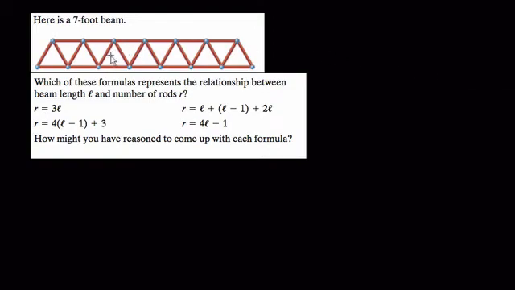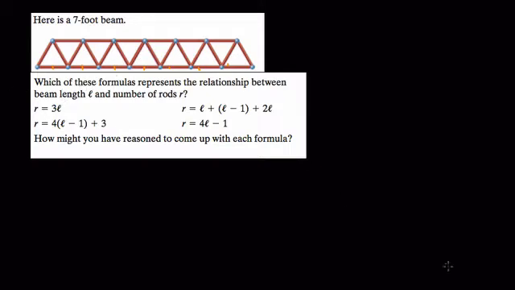So we have this 7-foot beam right here, and it's made from these individual red rods, and each rod's a foot long, so this is a 7-foot beam, right? There's 1 foot, 2 foot, 3, 4, 5, 6, 7 feet long. They want to know which of these formulas can help represent the relationship between the length and the number of rods.